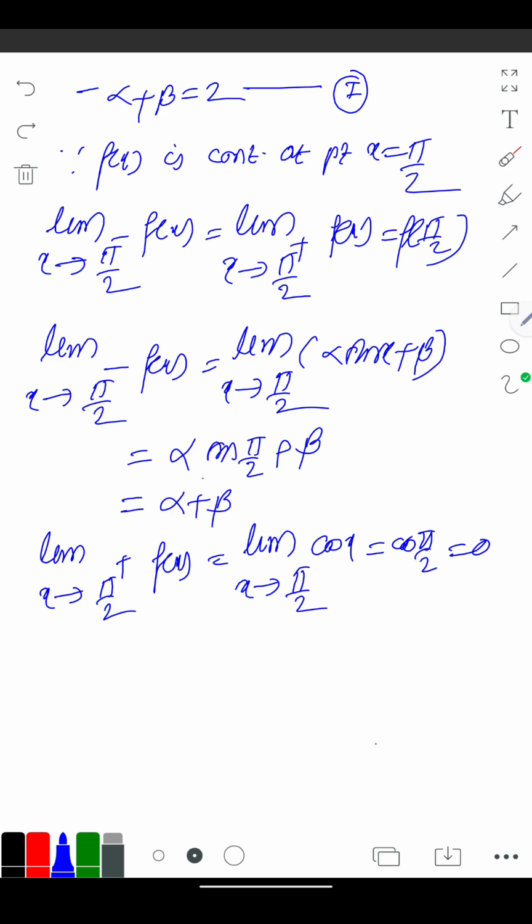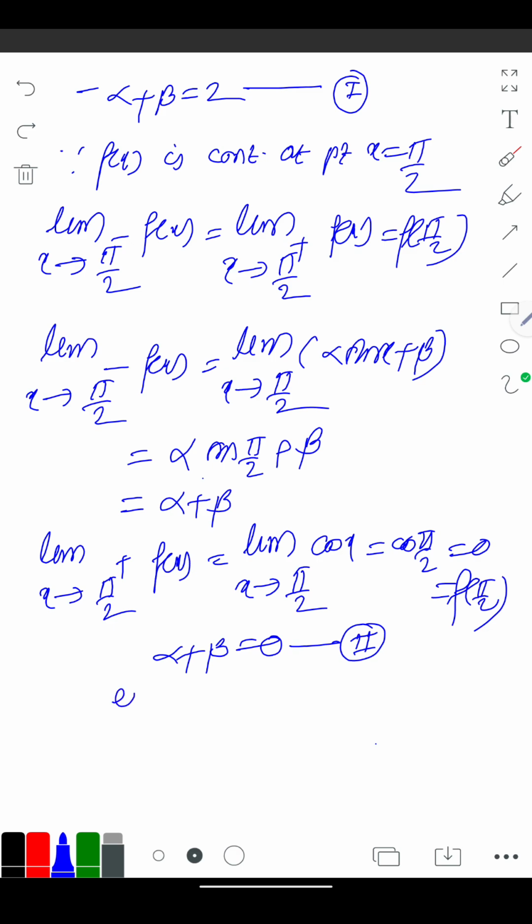For x equals pi by 2, again the function is cos x, so this is the value of f of pi by 2 also. Therefore left limit equals right limit. Left limit alpha plus beta is equal to 0, and this is equation number second. Then we solve equation first and second and find the values of alpha and beta.